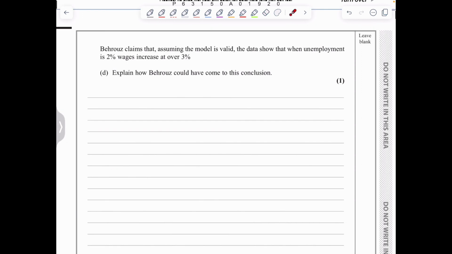In part D, we've got a claim that when unemployment is 2%, wages increase at over 3%, and we need to explain how we have arrived at this conclusion. Well, I will simply substitute x is 2 into my line of best fit. Remember, x is the unemployment, y is the increase in wages. So when x is 2, y is 3.684 minus 0.3242 times 2. This gives an answer of 3.0356, which is greater than 3, hence justifying the conclusion.